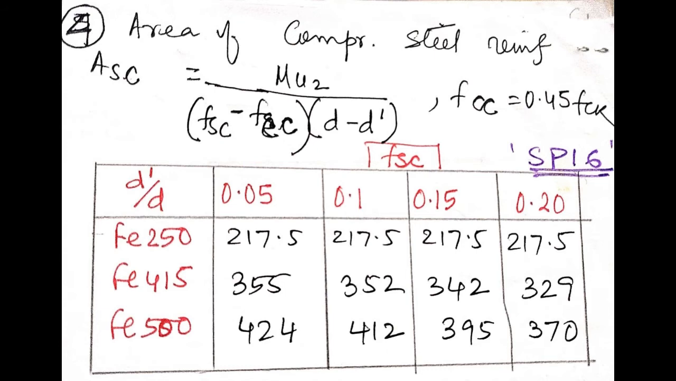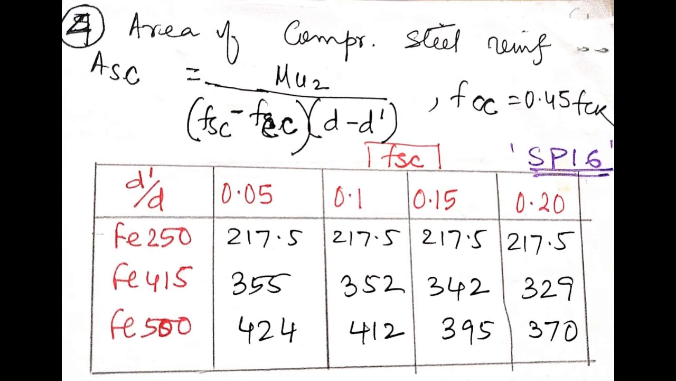So this table is given in SP16. From the SP16 code, this is the table to find out the fsc. You can see, I will explain. The first row is d dash by d, that is the effective cover divided by the effective depth. That ratio you first find out. The values are given as 0.05, 0.1, 0.15, 0.20. Now in the left hand side column, different steel grades are given, Fe250, Fe415 and Fe500.